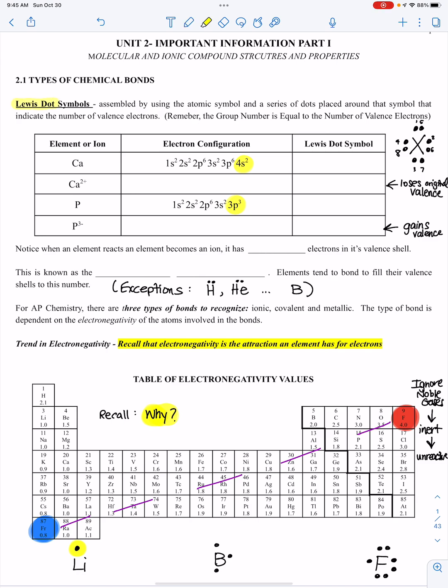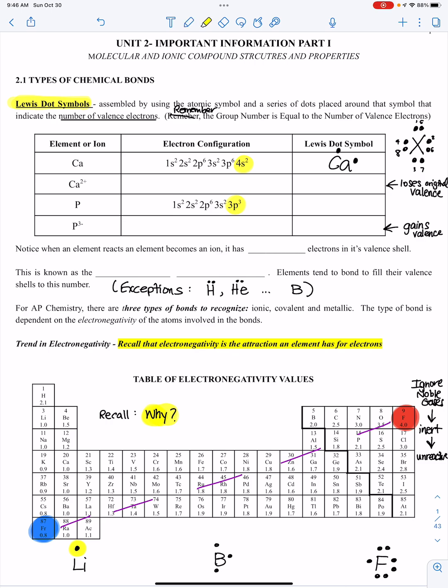Lewis dot symbols are assembled by using the atomic symbol and a series of dots placed around that symbol that indicate the number of valence electrons. Remember, sorry, there's a little typo there. Remember, the group number is equal to the number of valence electrons. So calcium, calcium's in group 2. I would write its symbol as Ca, and I would do 1, 2 dots. That is the Lewis dot symbol for calcium. They represent the 2 valence electrons, and the valence electrons do all of the bonding.